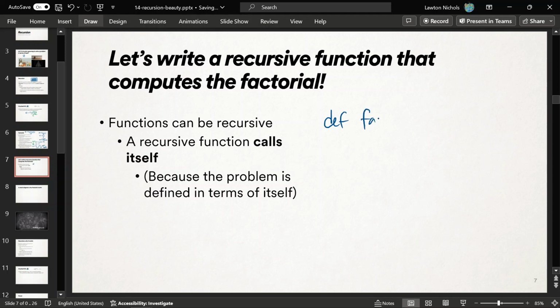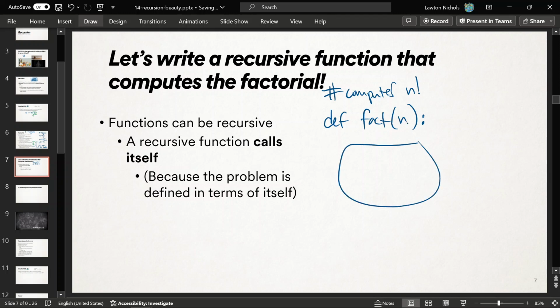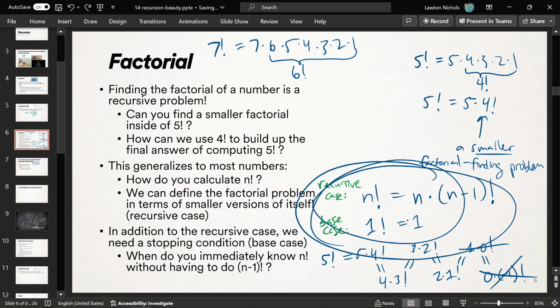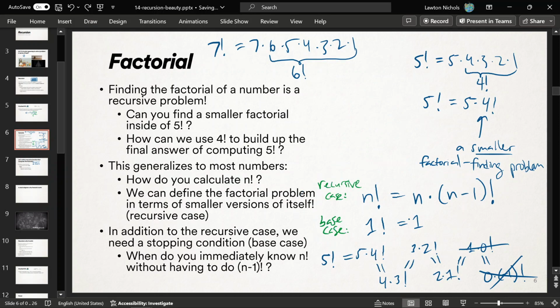Def, call it fact for short, fact of some n, and this will compute the factorial of n. So compute n factorial. So now we're supposed to give back the factorial of whatever n was. And essentially, we just implement it using these rules. Use the base case rule if you're in the base case. Otherwise, use the recursive case rule. See how that'll be an if statement?